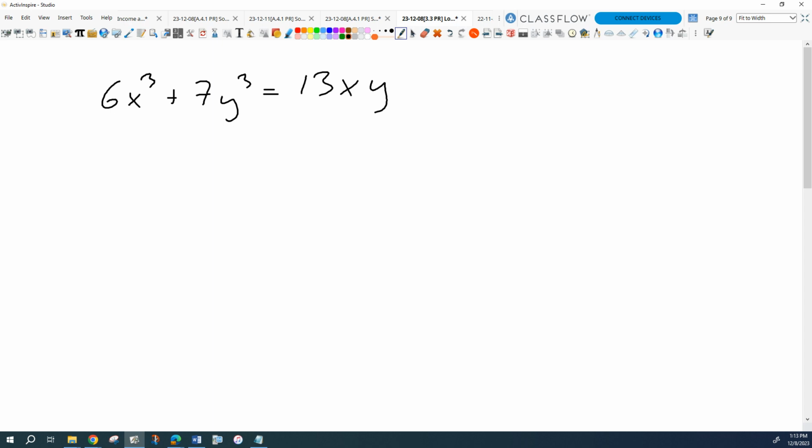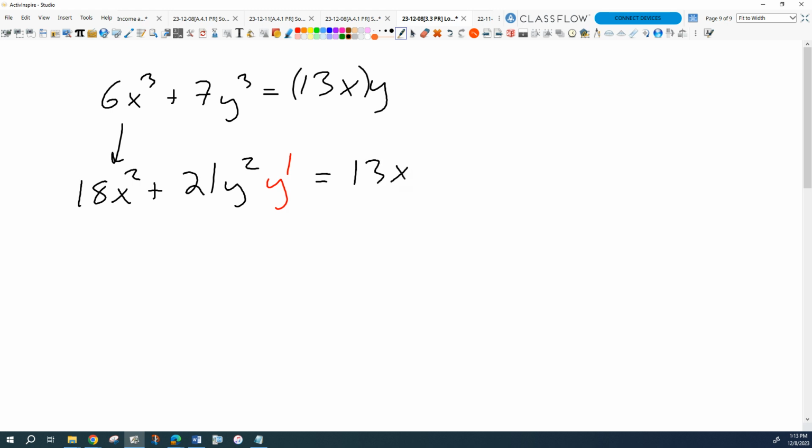So if I differentiate with respect to x, what do I get there? I'll tell you what I got so far. I tried it and I got it wrong. I got 18x squared plus 21y squared times y prime equals 13x times y prime plus 13y. That's right. So you get 13x y prime plus 13y. That's right.